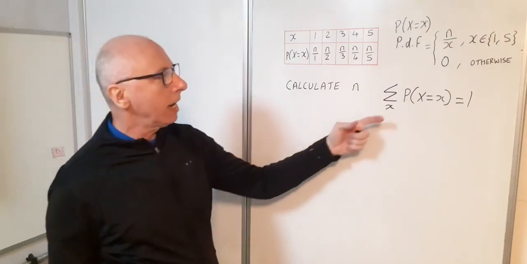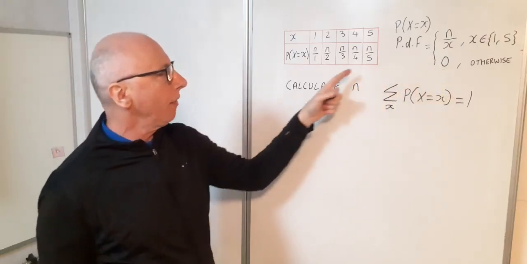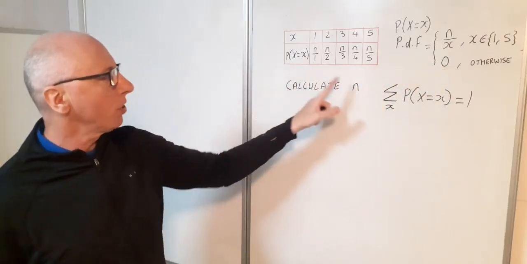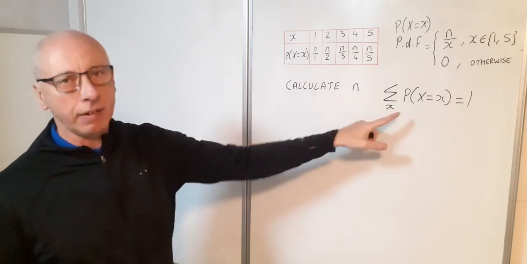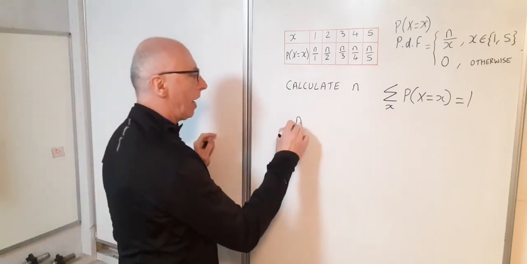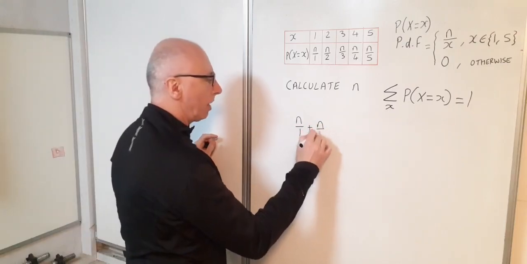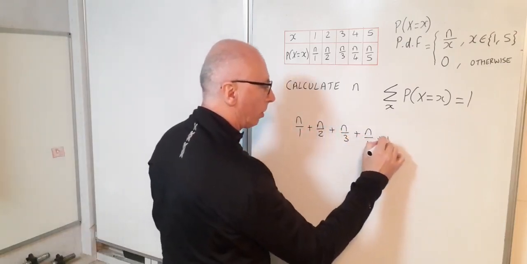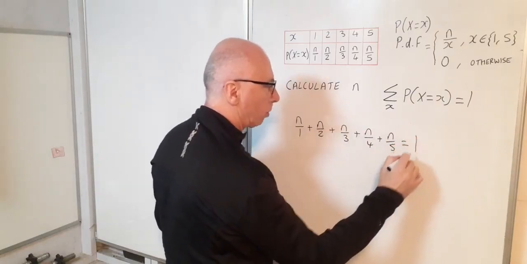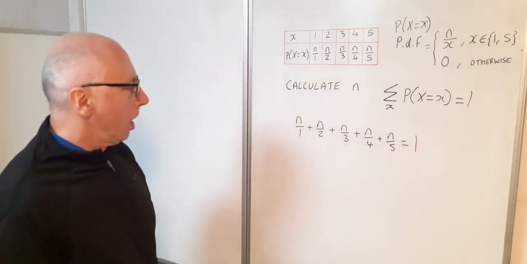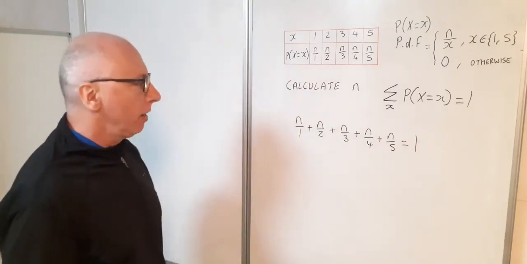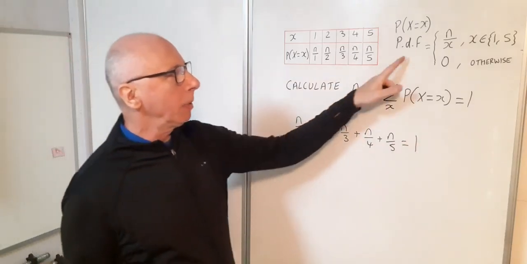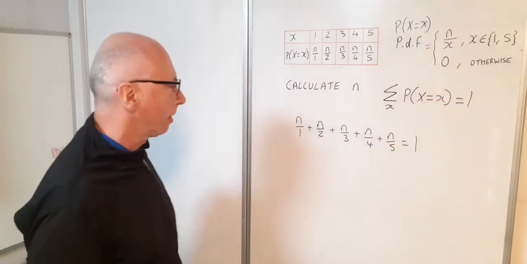So with that as a fact, with this PDF and this sample space, let's try and find n by using that fact. So we should have n over 1 plus n over 2 plus n over 3 plus n over 4 plus n over 5 equals 1. So if we can solve for n from there, we can turn this into a valid PDF and know what that value of n is.